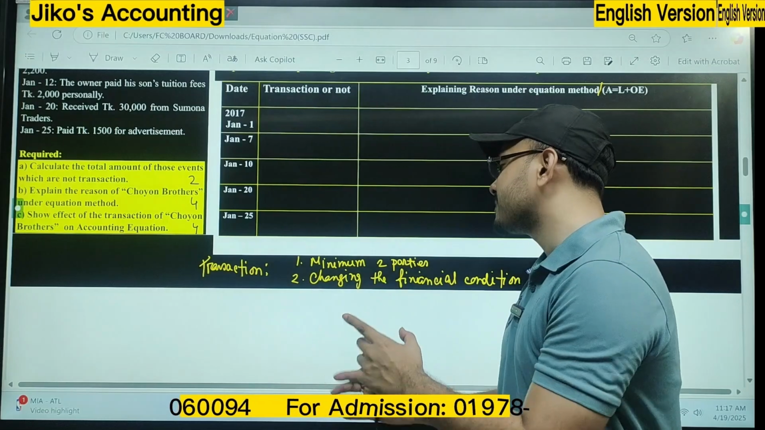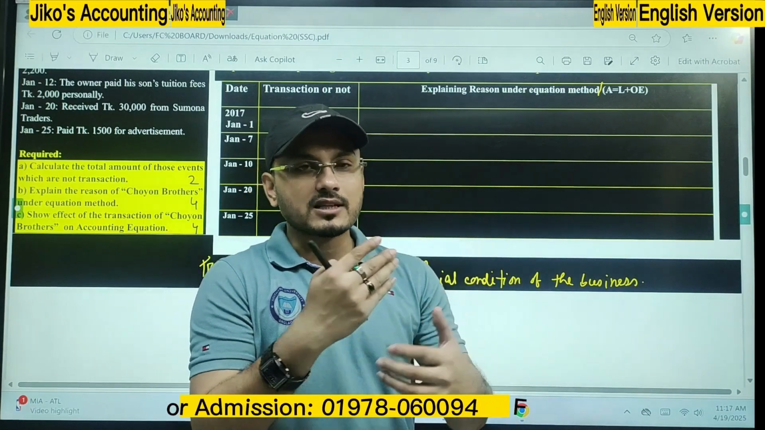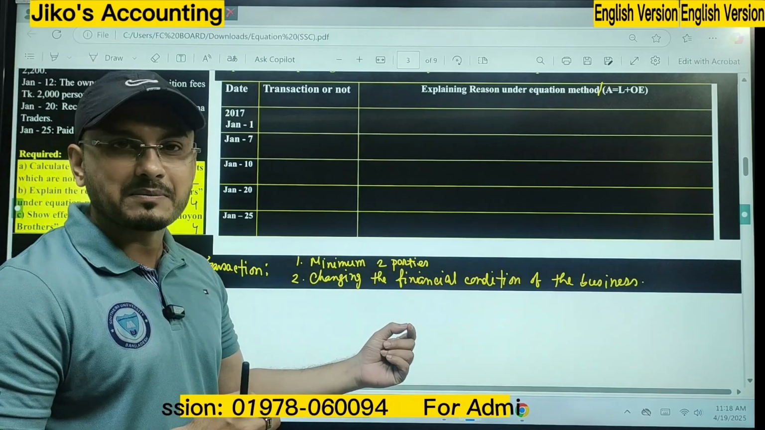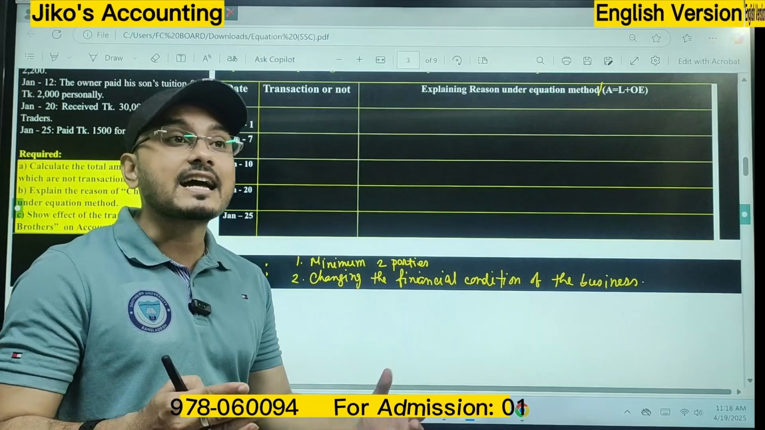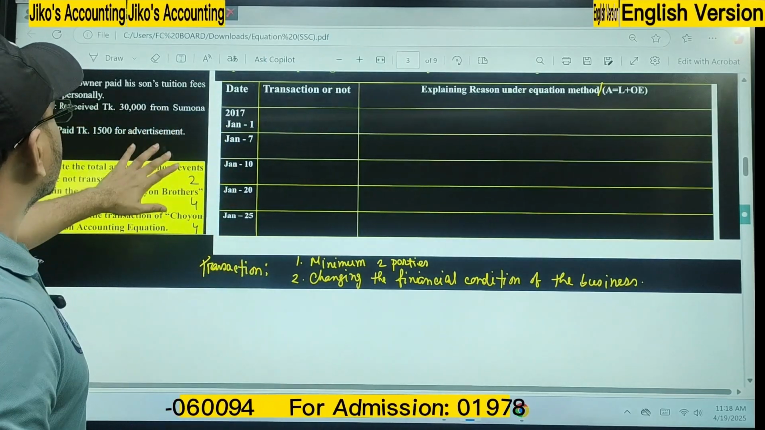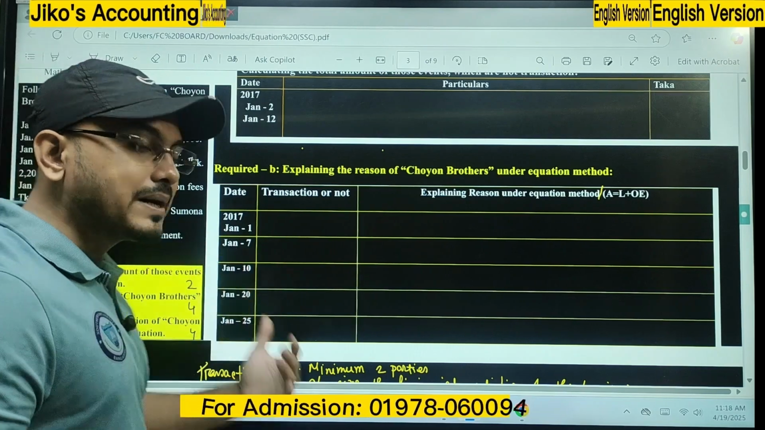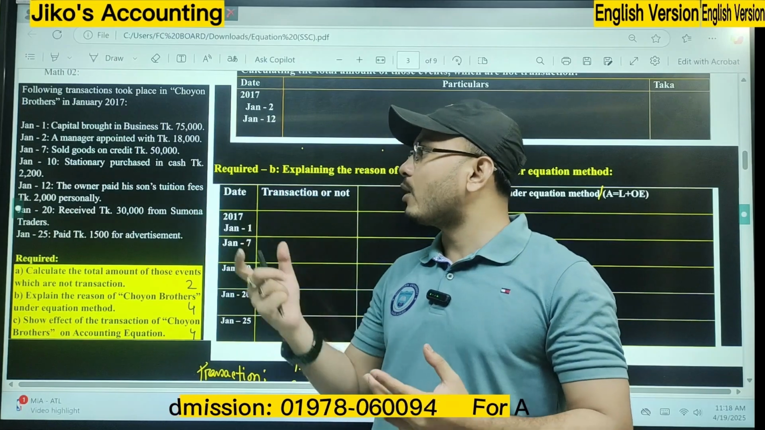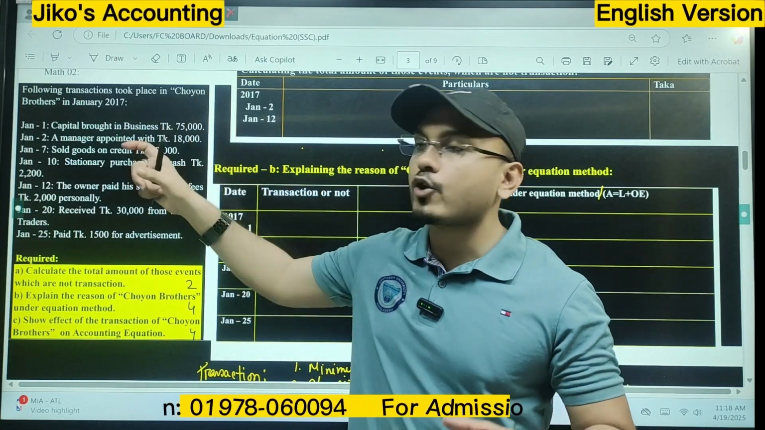And what is our second characteristic? Changing the financial condition of the business, not the owner, not anyone. We should always focus on the side of the business. Whenever we see a change in the financial condition of the business, only in that case we can recognize it as a transaction. Imagine that Choyan brothers is my organization. You have to always focus on the change in the financial condition of the Choyan brothers.